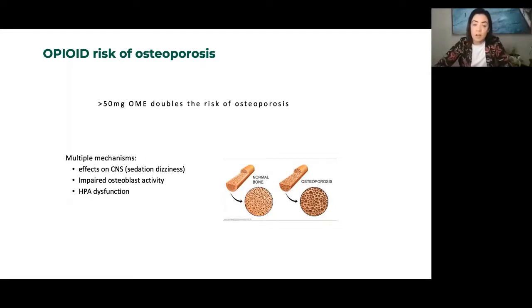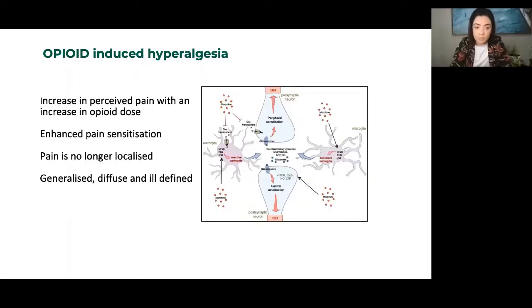Also, osteoporosis or osteopenia is one of the leading causes of why people start to experience pain or increases in pain. So you might have some patients or clients that you're working with whose pain is starting to worsen, and it might be a lack of screening around osteopenia or osteoporosis.